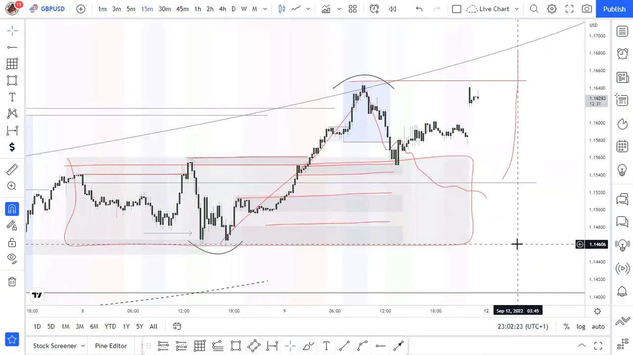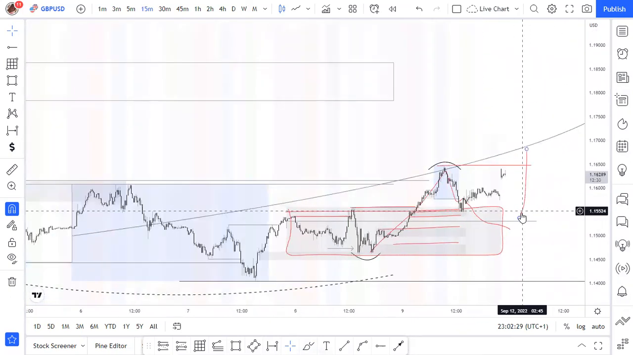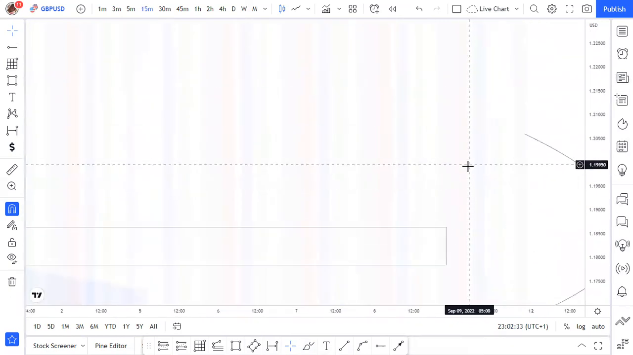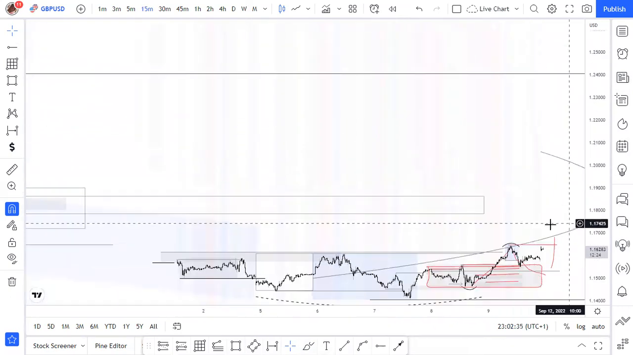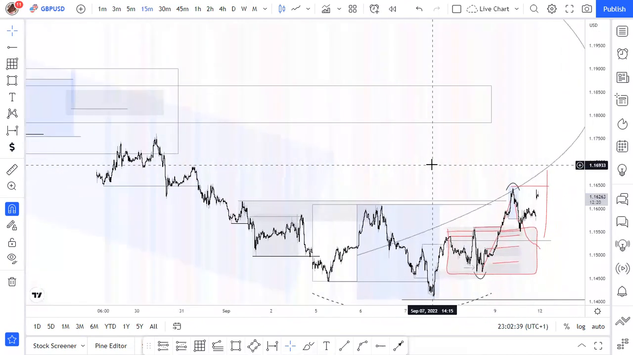We want to see some kind of bullish structure, bullish order flow. And then we can just continue taking the buys until price gets to maybe this zone here or a zone higher. So that will be it for Pound USD.